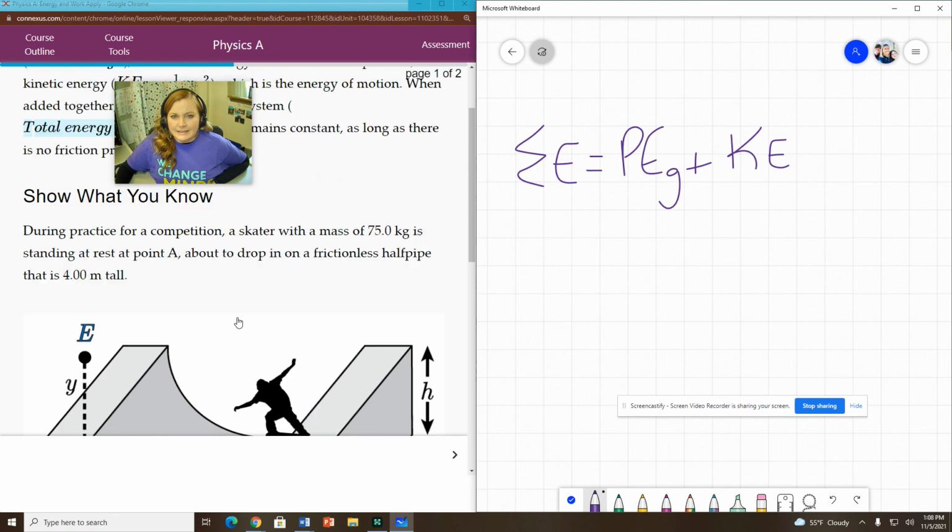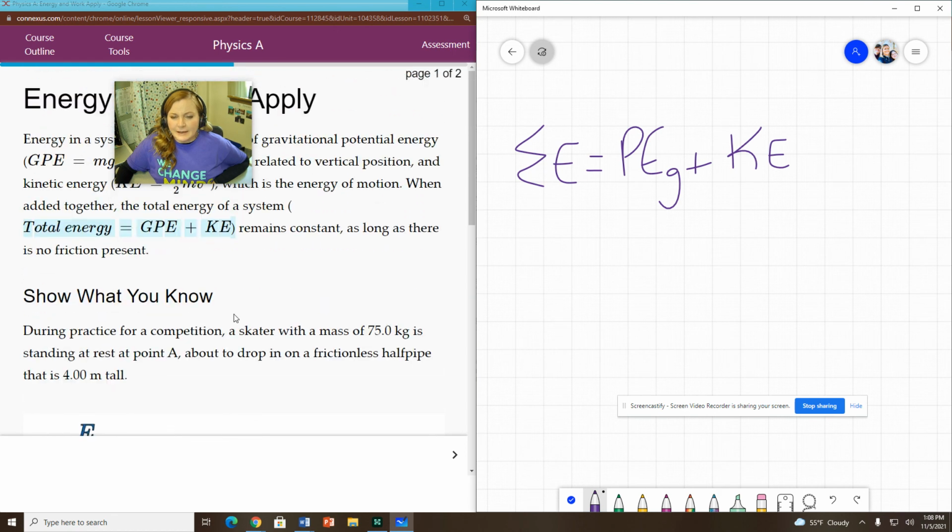And so the idea behind this is that these energies can be added together and they can help you determine different parts of what is going on in the entire scenario.